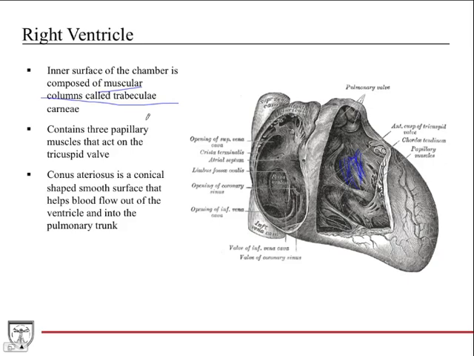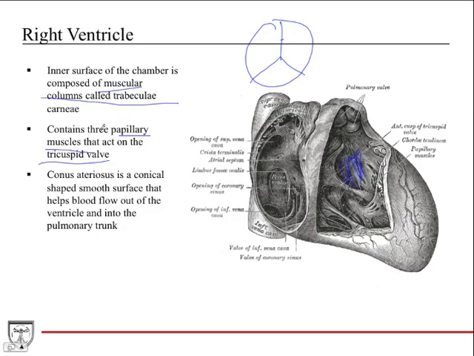Also within the right ventricle are 3 papillary muscles that act on the tricuspid valve. The tricuspid valve is a 3-leaflet valve, and it has each of these as a leaflet. It regulates flow from the right atrium into the right ventricle. We'll talk much more about all the valves in the next lecture. The entire next lecture is devoted to valves.